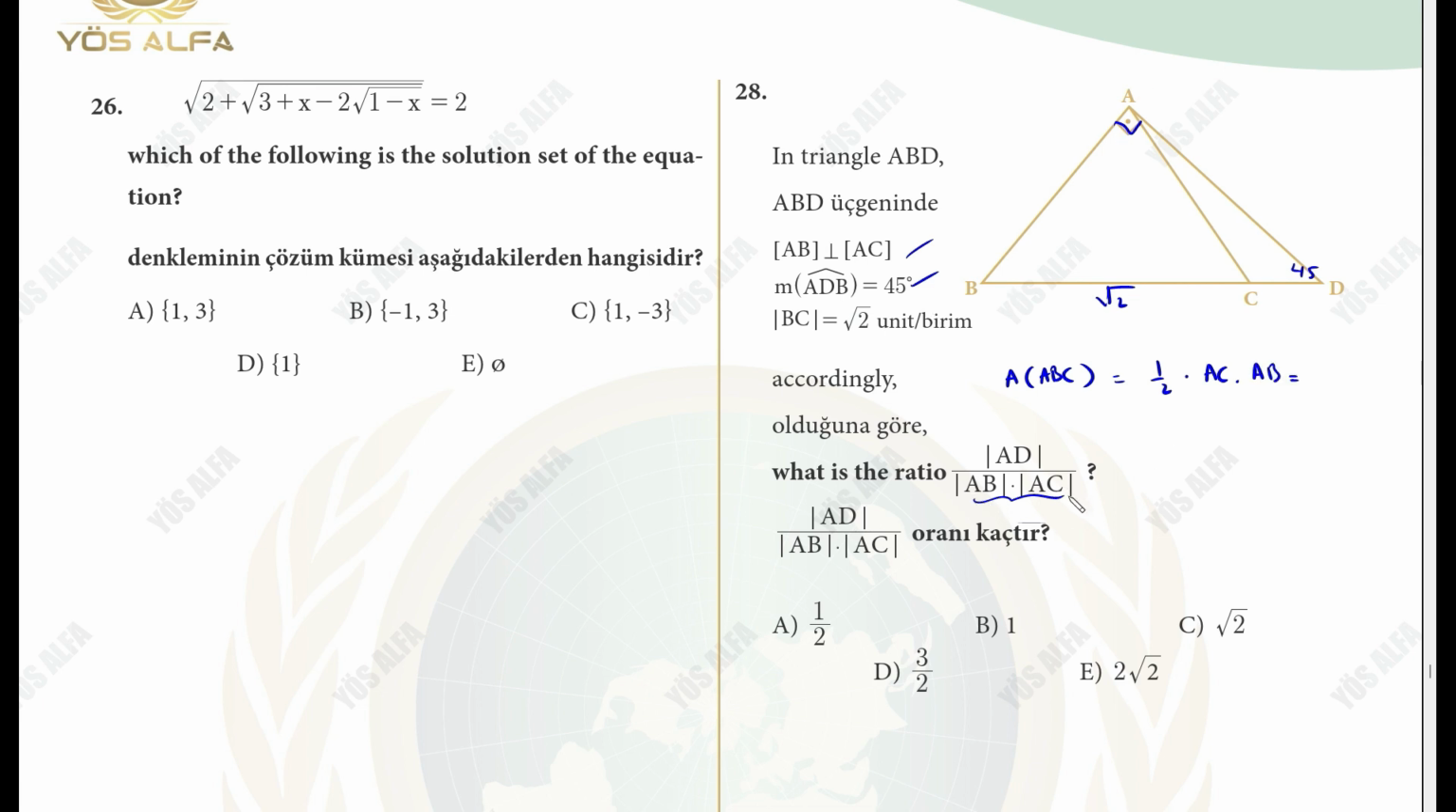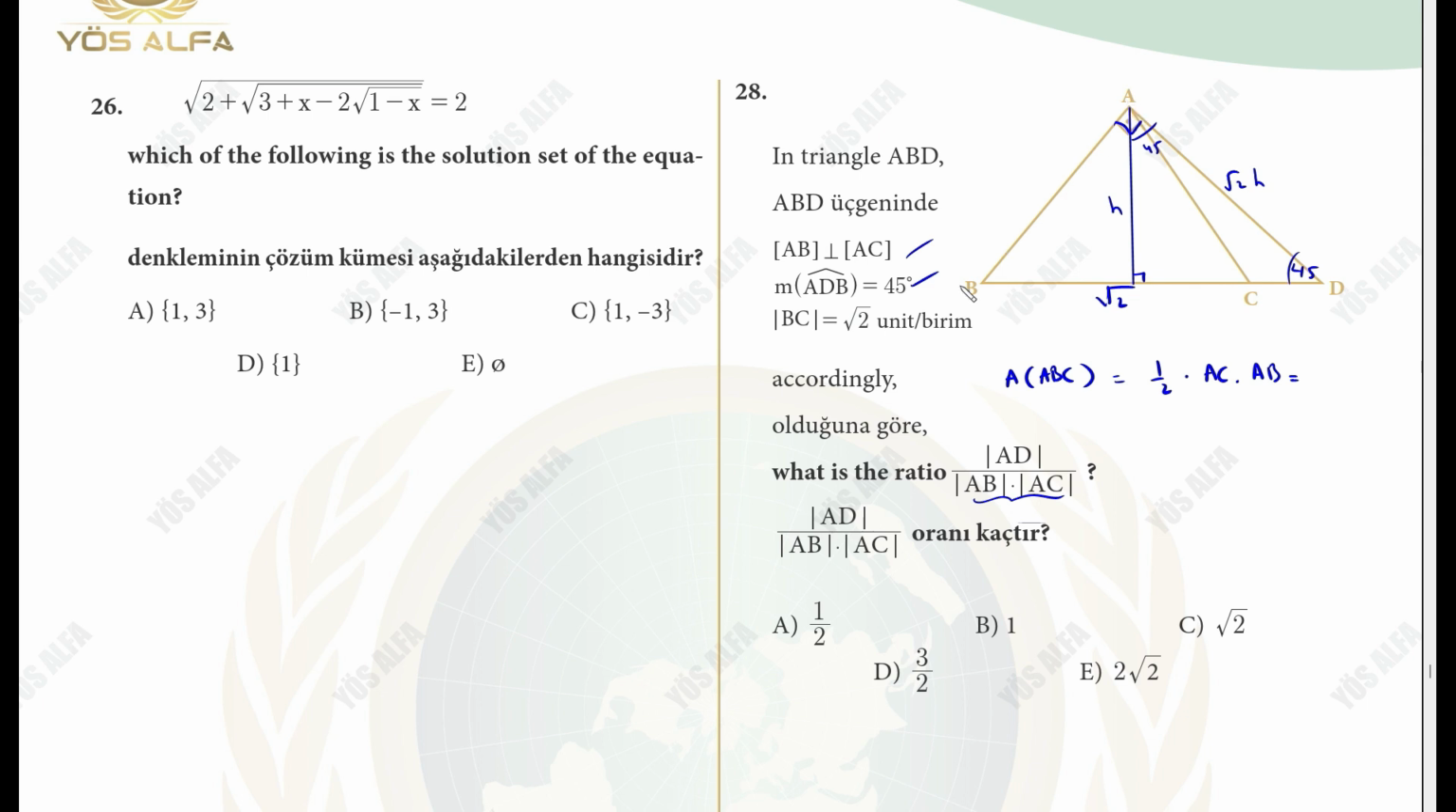If I can somehow relate this area with the length AD, then we can have the solution. So let's try and relate this by drawing a perpendicular line from A to BC. This is the height of the triangle, and since this is 45, this is also 45. So this is a 45, 45, 90 triangle. So the length of the hypotenuse is root 2h.